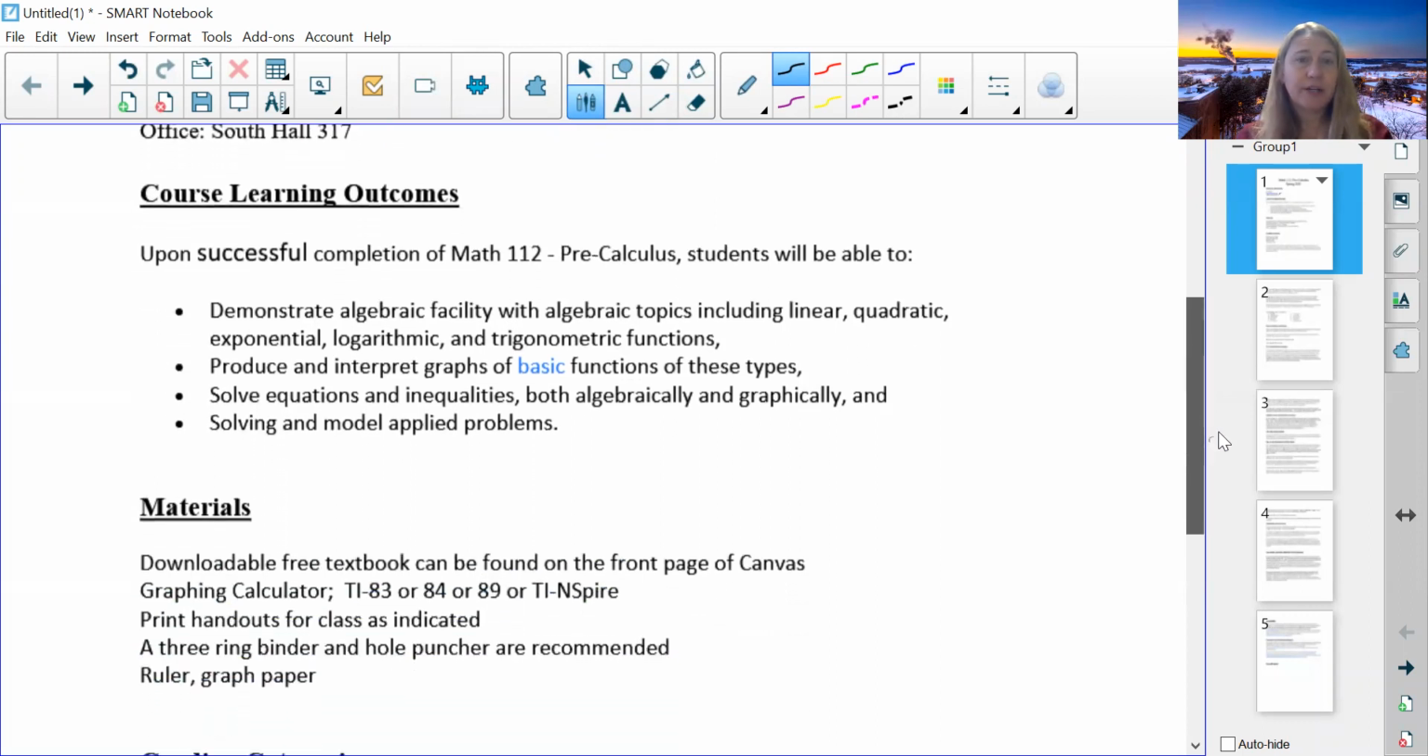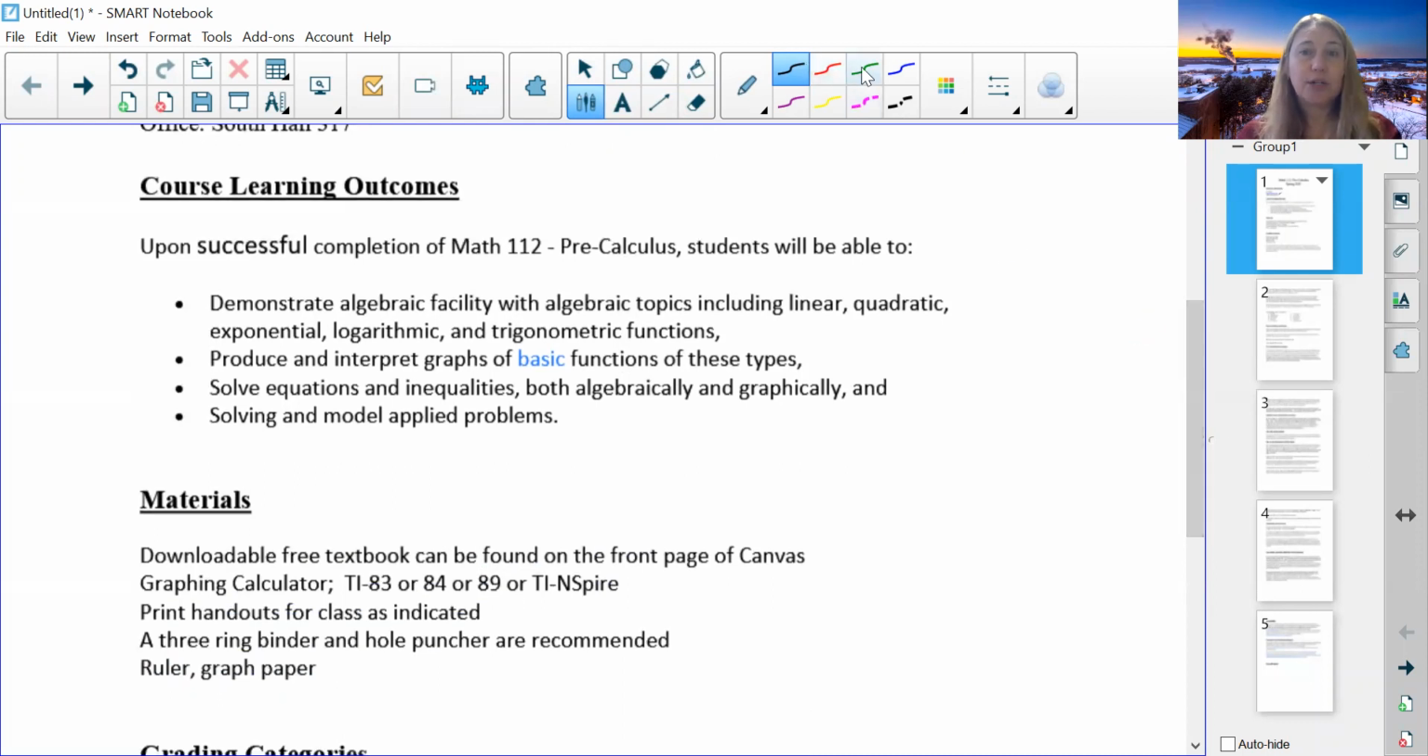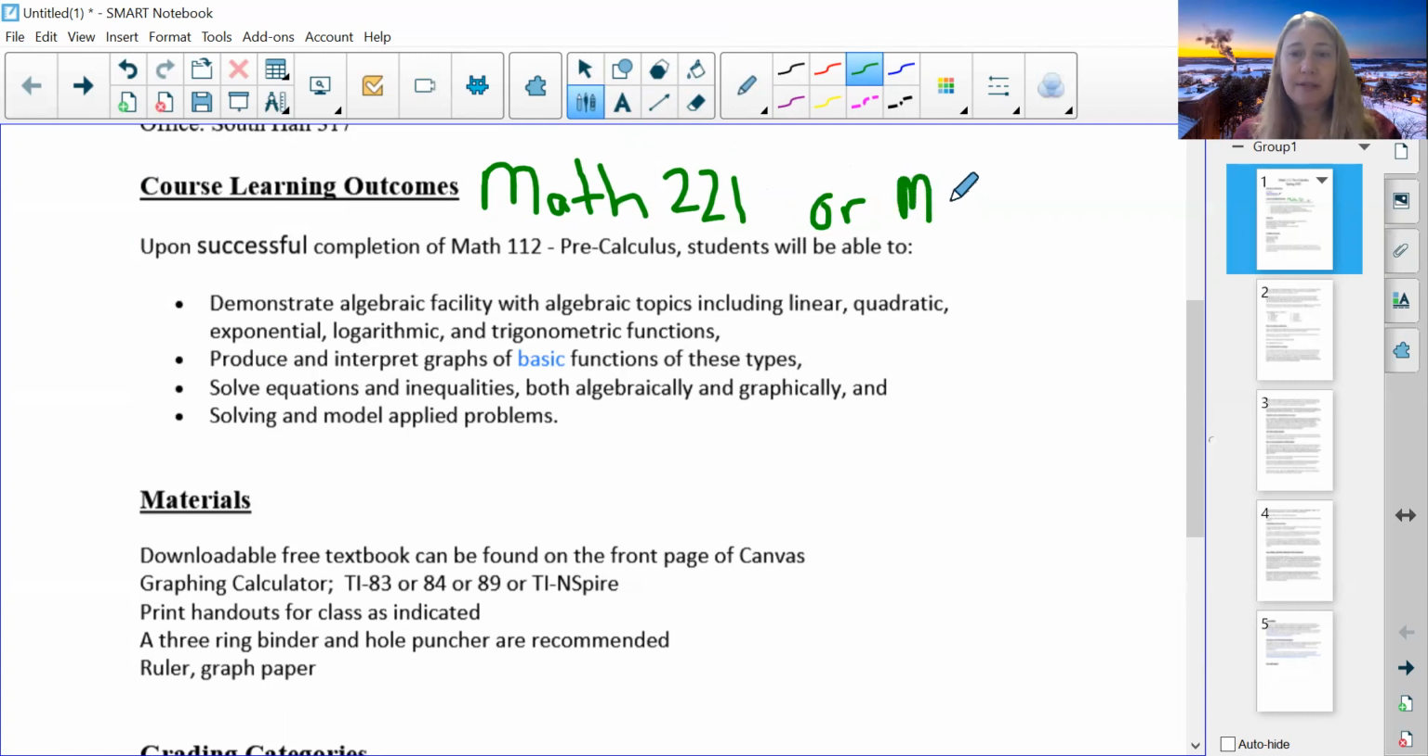The college requires us to list the course learning outcomes. All right, so they're kind of broad, but they're listed here. But here's the reason that you're taking this class, and here's the main outcome that we're going to have. The learning outcome that you will achieve is you will be prepared to either take Math 221 or Math 213. The one on the left is called Calculus 1. The one on the right, the 213, is called Applied Calculus.